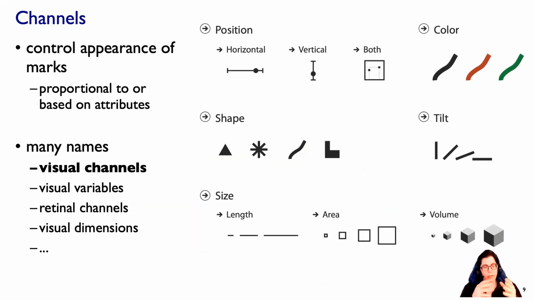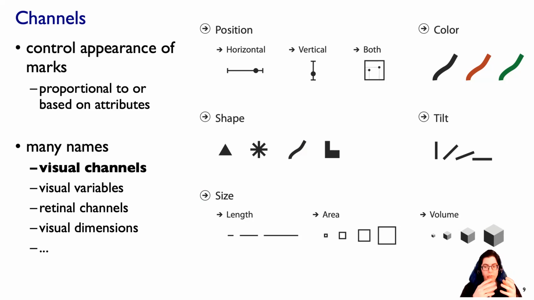So let's go back to channels. The idea was that channels are controlling the appearance of marks. And what we want to do is control that appearance in a way that is proportional to or somehow based on attribute values. Now, if you read other sources, people give these a lot of different names. They all mean the same thing: visual channels, visual variables, retinal channels, visual dimensions. These are all just synonyms for the same basic idea.